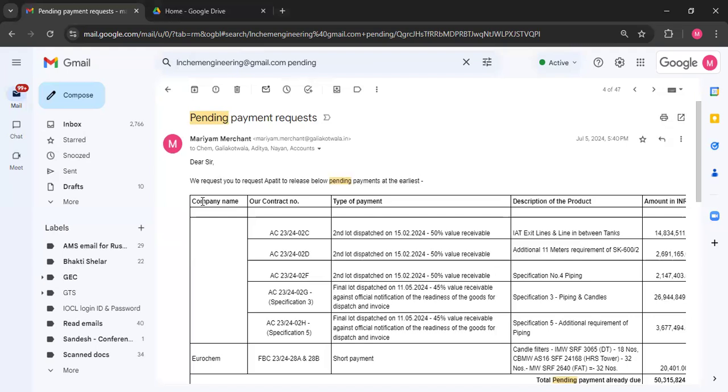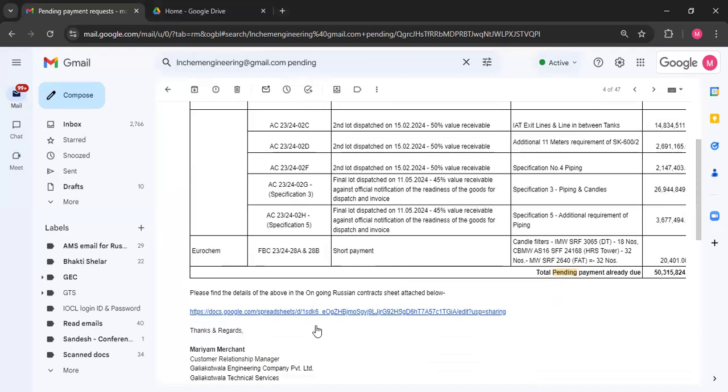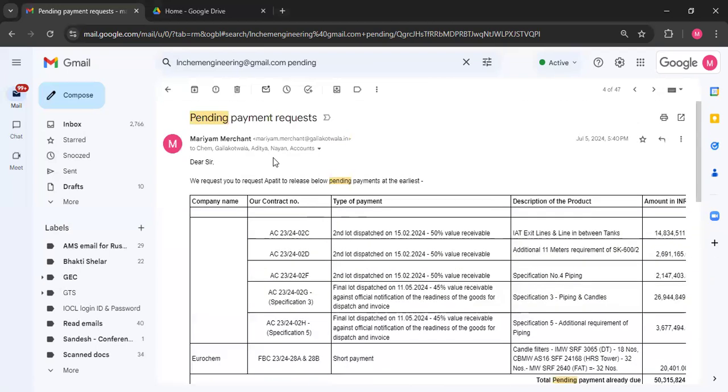If you go to the bottom end of my mail, I always mention here, please find the details of the above in the ongoing Russian contract sheet attached below. So I've attached the link below. Largely, the sheet is shared with Aditya Bhai, our accounts team, Nayan sir, engineering team, and to some extent the marketing team also, like Vivek sir, Kalpita. They are also aware about what is going on, so that at any point of time, they need to refer to anything about a particular contract, as to what state it is at present.